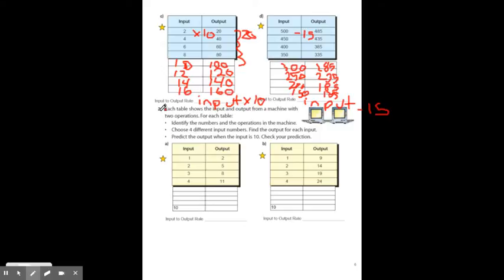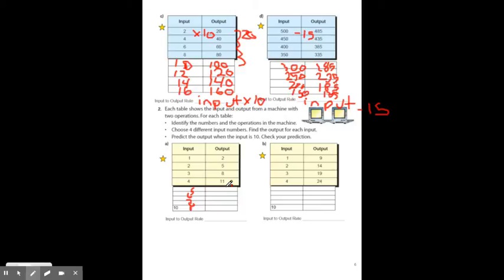Number two, now they have two operations. So you're first going to fill in the different rows here, right? So you'll go 5, 6, 7, 8. Looks like I didn't have a row for 9. Oops.